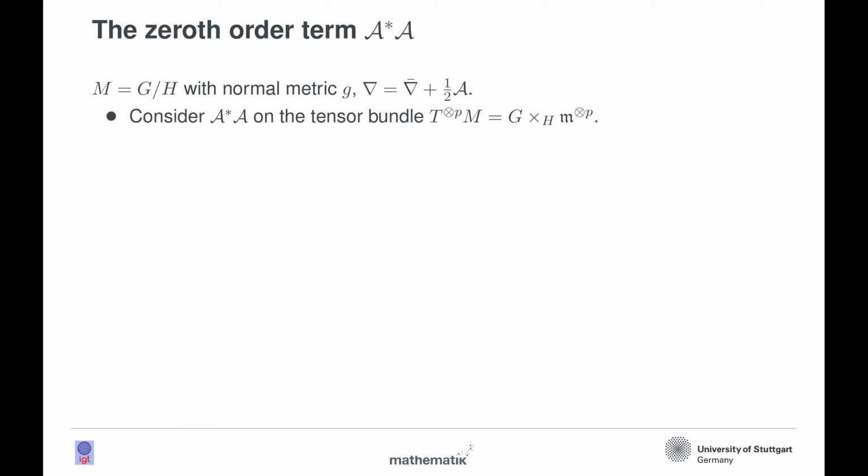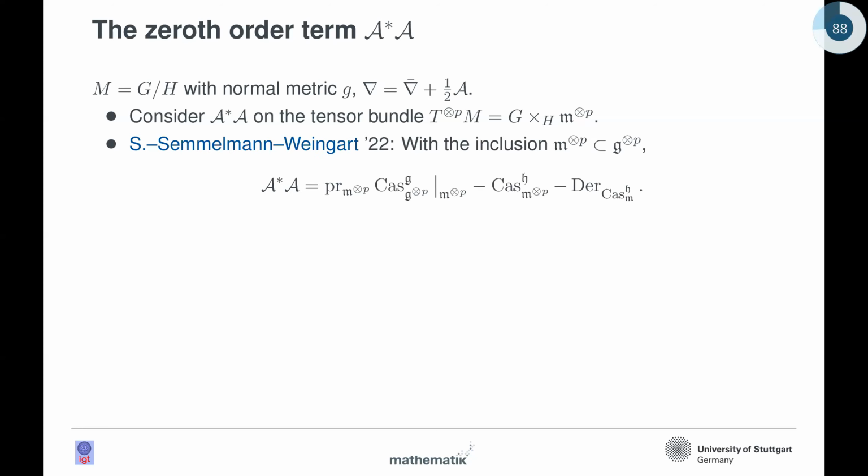So if we consider this A star A and take this specific tensor bundle, so a tensor power of the tangent bundle, we can write down this formula. If we include this tensor power of M into this tensor power of the Lie algebra g, then we can write A star A in terms of Casimir operators. Okay, let me briefly go over the occurring terms.